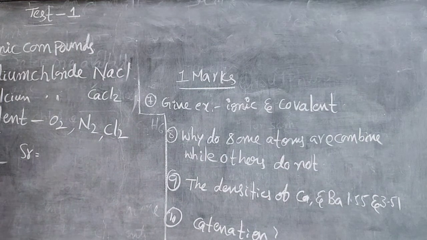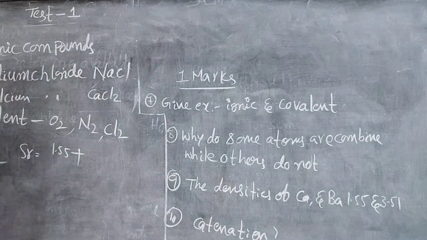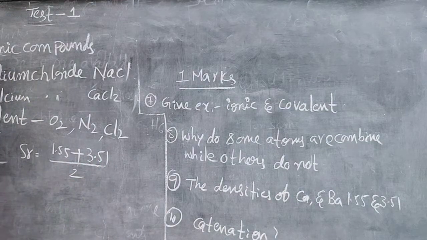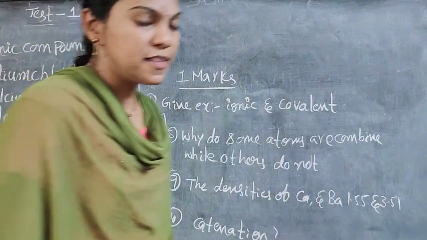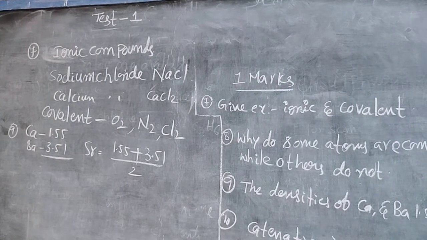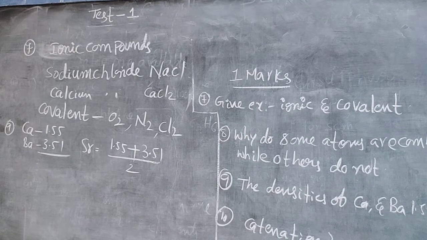What is the calcium density? 1.55 plus the barium density 3.51, divided by 2. We are calculating that, 1.55 plus 3.51 by 2. We are getting the final value, 2.53.